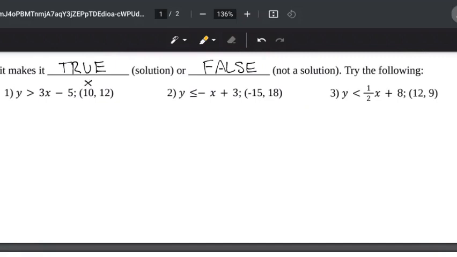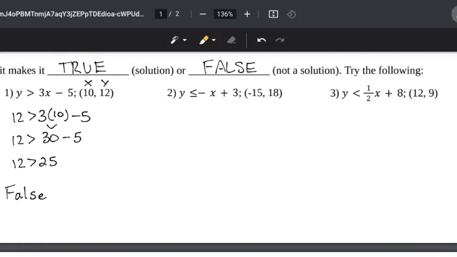We have our coordinate x and y value. So we're going to plug in. Our y value is 12. Our x value is 10. And now we just go ahead and do the math. So 12 is greater than 3 times 10 is 30. We're going to subtract 5, and we get 25. So is this true? Is 12 greater than 25? This is not true. This is false. So it is not a solution.